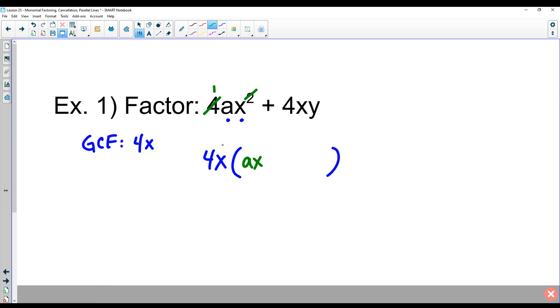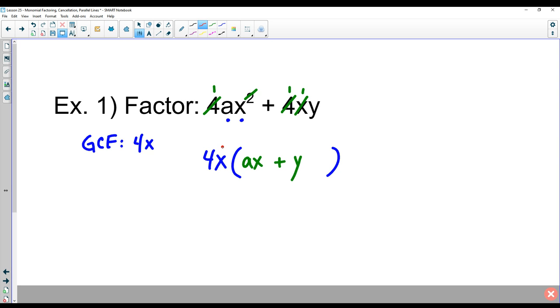All right, the next one, let's factor a 4x out of 4xy. So if we divide out a 4, we have 1. If we divide out an x, okay, that goes in one time. And so we just have a y left over. So ax plus y. We can actually check this to make sure we did it correctly.